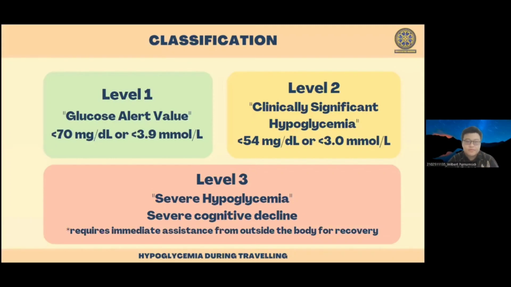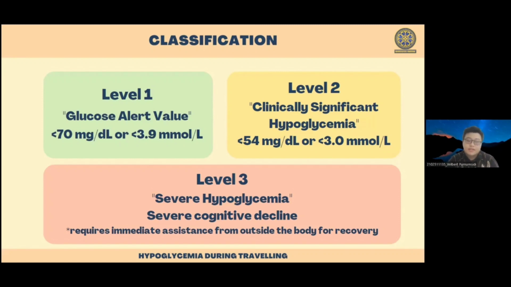Hypoglycemia has three levels of classification. The first level, also called glucose alert value, is when the blood glucose level is below 70 milligram per deciliter, or less than 3.9 millimole per liter. The next one is level 2, or clinically significant hypoglycemia, with blood glucose level below 54 milligram per deciliter, or less than 3.0 millimole per liter.